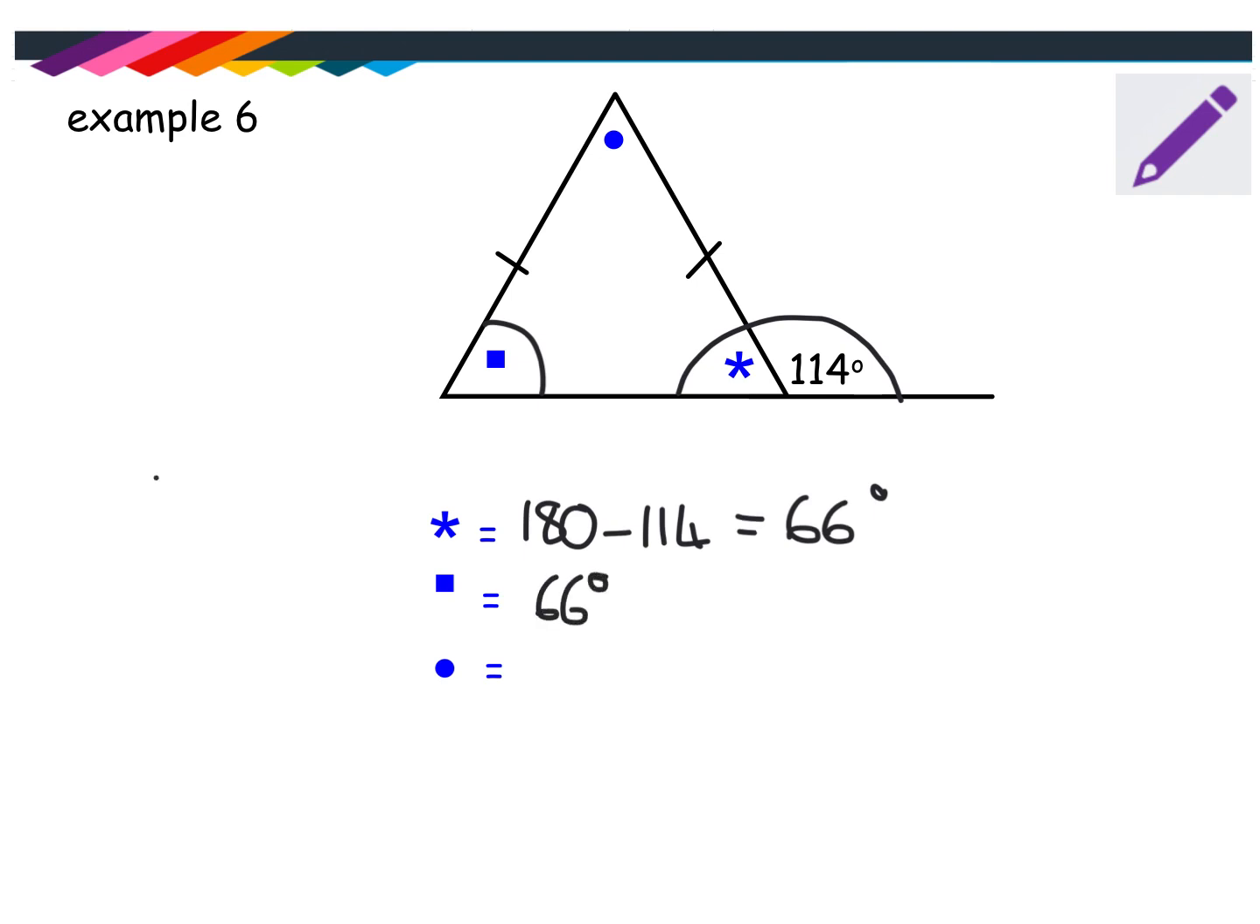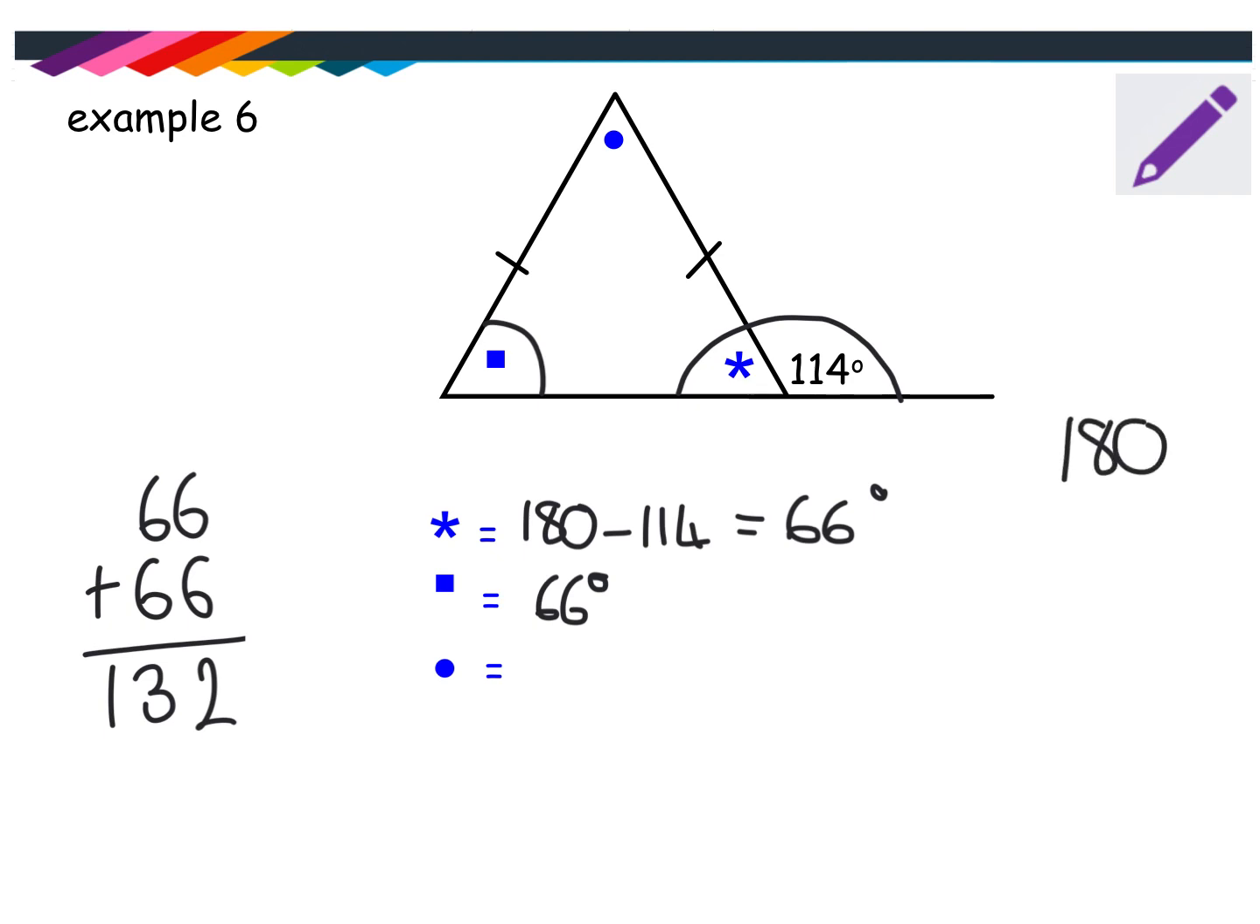And then what I'm going to do is I'm going to add them together. So 66 add 66 is 132 degrees. So the angle at the top is 180, take away 132, which is 48 degrees. So the one at the top is the star, which is 48 degrees.